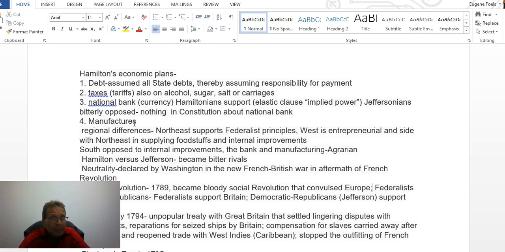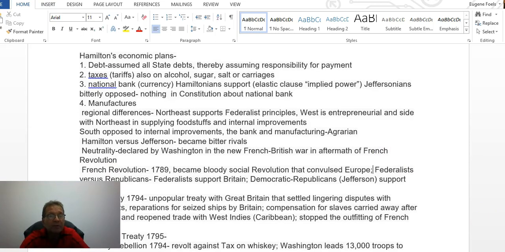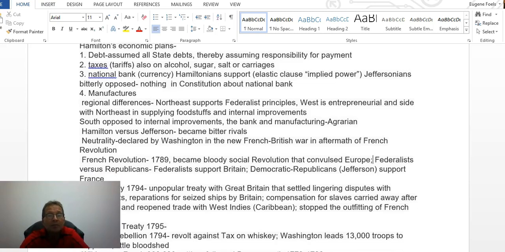He used implied powers coming out of the Elastic Clause to develop the bank, which he believed would support a sound currency. And the Jeffersonians are definitely against this because there's nothing in the Constitution about a national bank. And in return for assuming these state debts, the new capital is going to be built in the South in what becomes the District of Columbia. The Jeffersonians agreed to support some of these economic plans of Hamilton in return for that compromise.